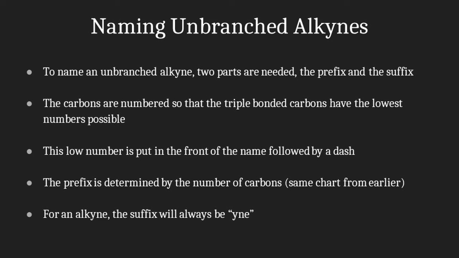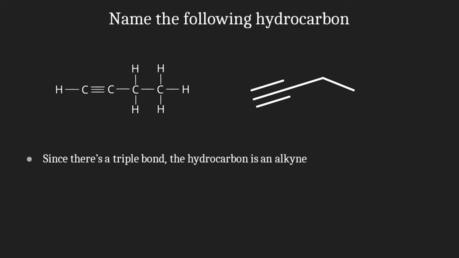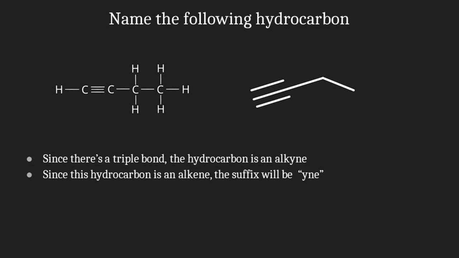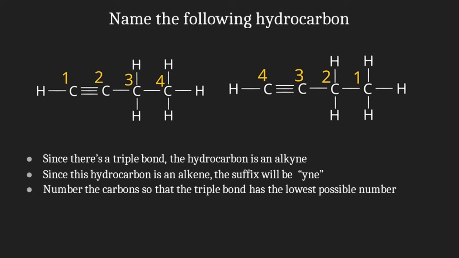So now, let's try to use these rules to name one. So these two structures are the same, the left is the structural, and the right is the skeletal. Since there's a triple bond, we know that this is an alkyne. And to name an alkyne, the suffix will be -ine. Now, we need to figure out our prefix. So numbering the structural formulas from left to right, we get that the triple bonded carbon starts on the first carbon, and numbering it from right to left, we get that the triple bond starts on the third carbon.